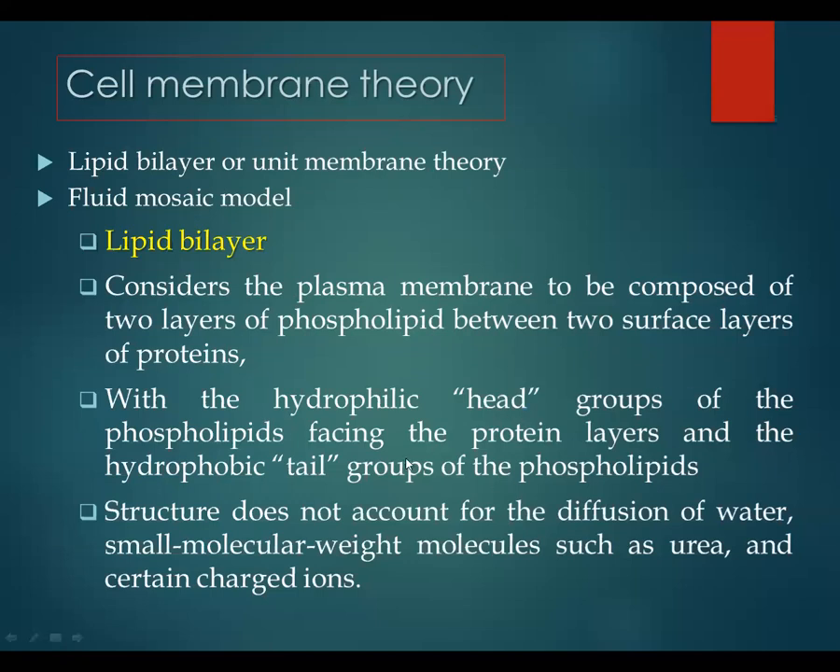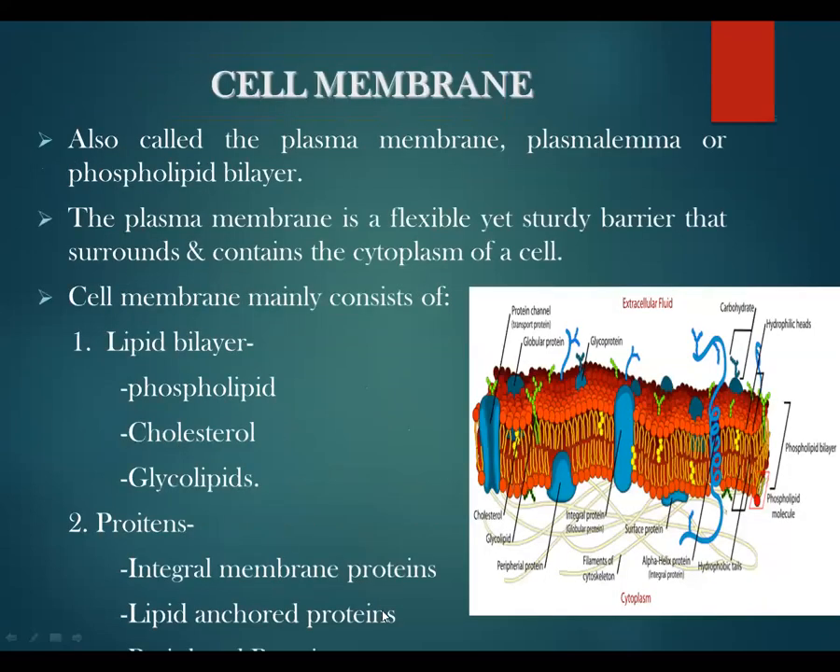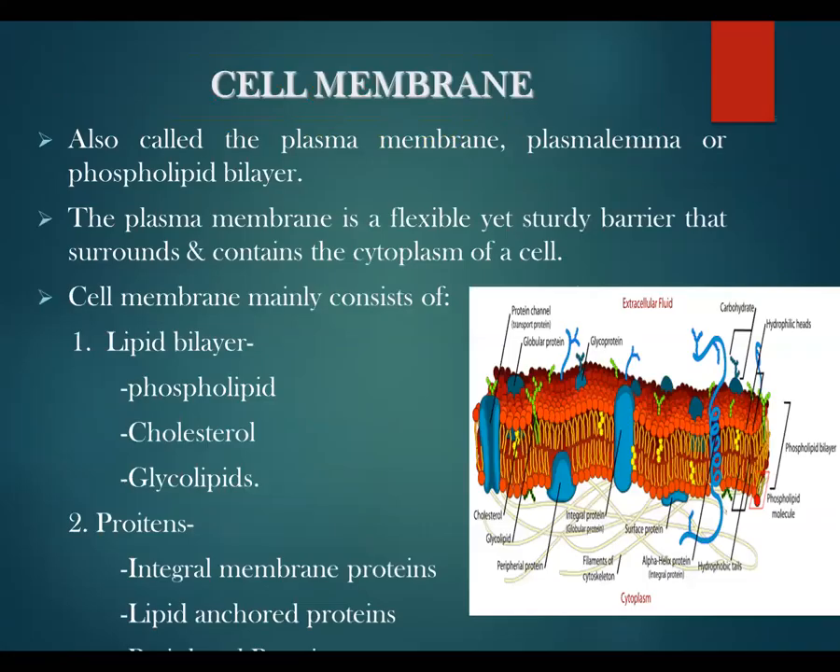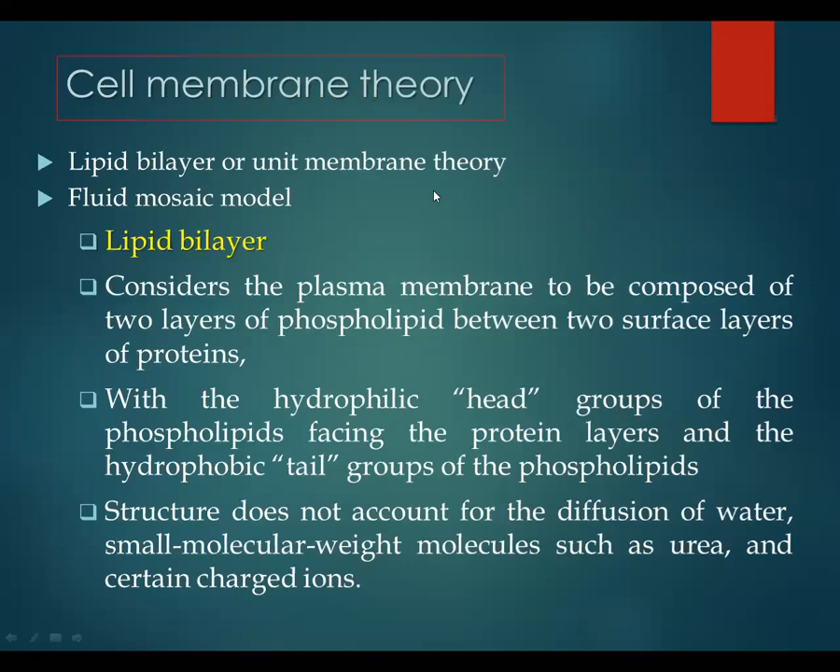So the head groups of the phospholipid face the protein layers, and the hydrophobic tail groups of the phospholipids are aligned such that the head is towards the upper side. So I think the diagram is here. As you can see in this diagram, all the heads are arranged on the upper side and the tails are inside. So this is the hydrophilic structure and this is the hydrophobic structure. Okay, so the unit membrane theory mainly considers the structure. Which structure? The phospholipid bilayer structure.